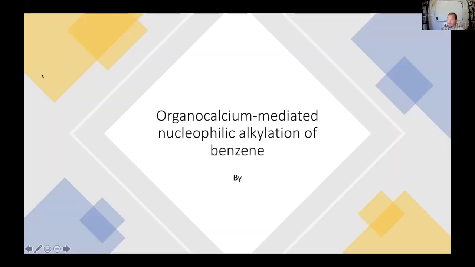All right. I chose an article called Organocalcium-Mediated Nucleophilic Alkylation of Benzene because, I mean, half of this quarter we dealt with benzene and trying to add things to it. And I thought this was a great article and a great mechanism, which has a lot of potential.